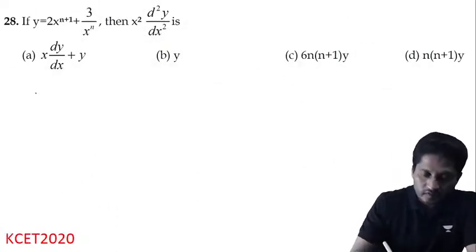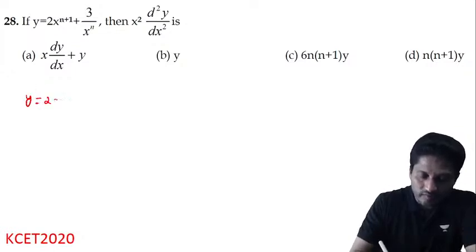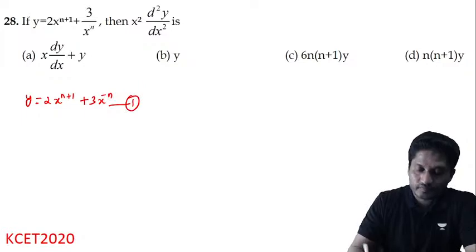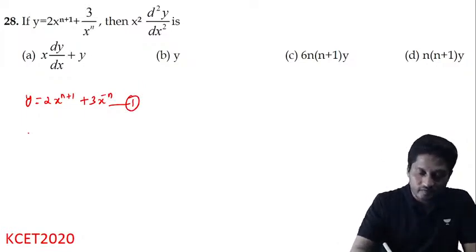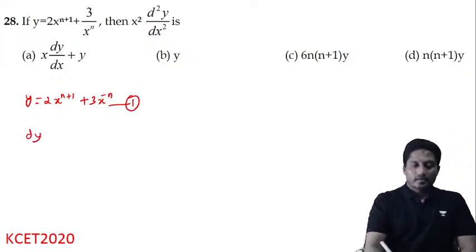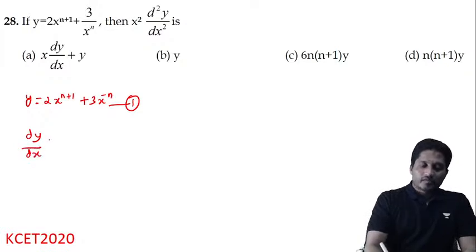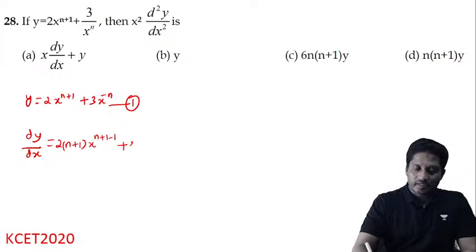You call this equation 1. That is, I can write y is equal to 2 into x to the power of n plus 1 plus 3 into x to the power of minus n. Call this equation 1. Now if I differentiate once, dy by dx is equal to 2 into n plus 1 into x to the power of n plus 1 minus 1 plus 3 into minus n x to the power of minus n minus 1.